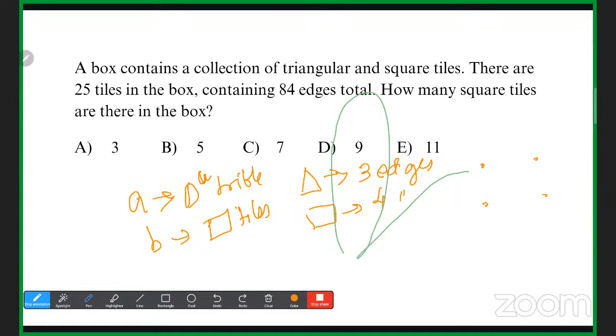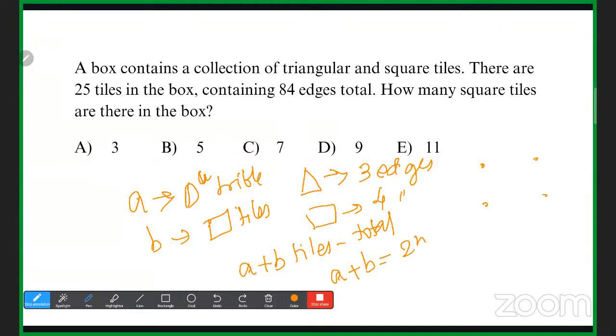So a square contains 4 edges. We have A plus B tiles in total, so A plus B is equal to 25. The triangle contains 3 edges and the square contains 4 edges, so 3A plus 4B edges in total. So, 3A plus 4B is equal to 84. Okay.